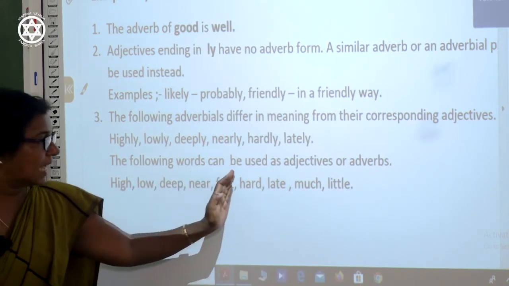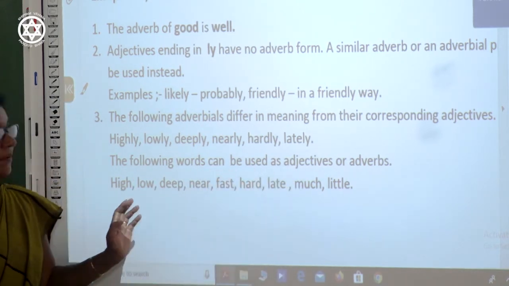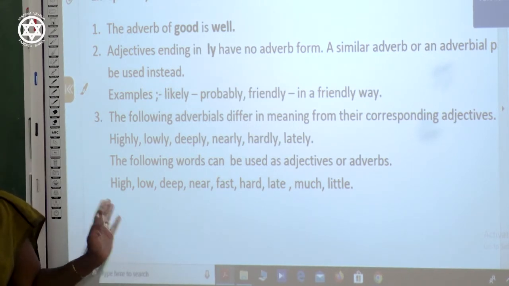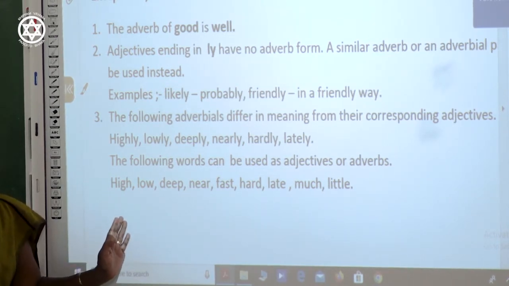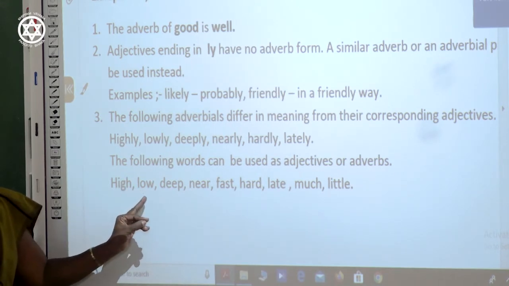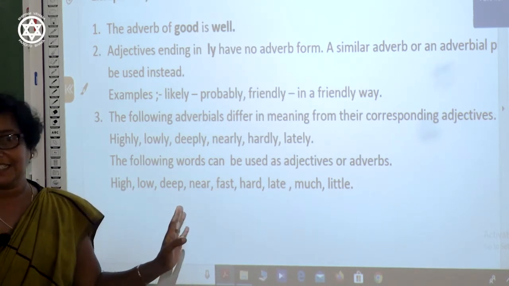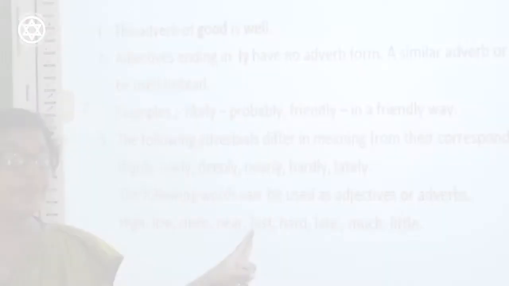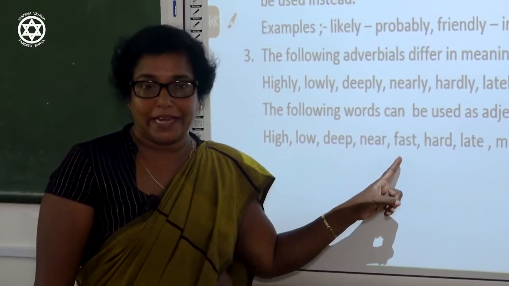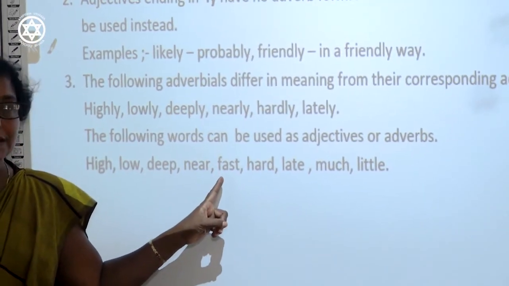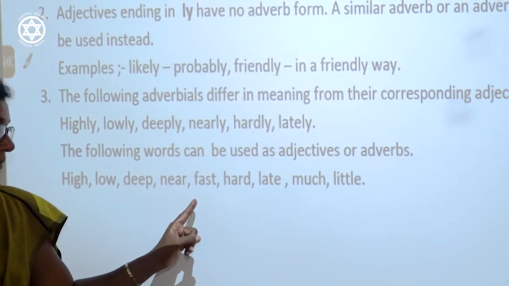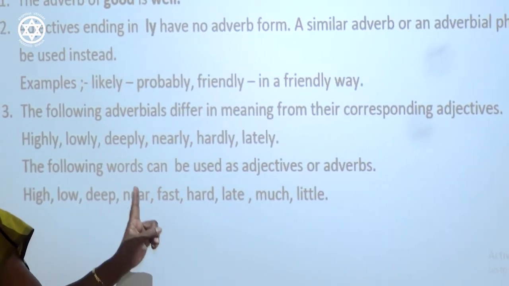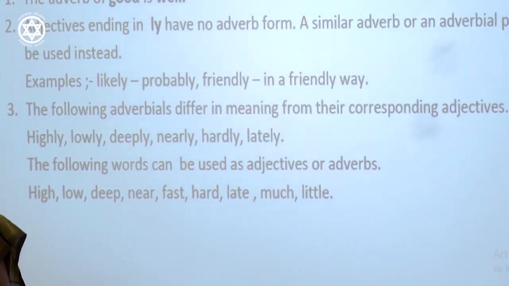The following words can be used as adjectives or adverbs. These words can be used both as an adjective and an adverb: high, low, deep, near. We don't say fastly. We use fast as an adverb and an adjective. We don't add ly to form the adverb. Fast is used as both an adjective and an adverb. It is a fast car. The driver drives fast. So we use the same word as an adjective and an adverb.